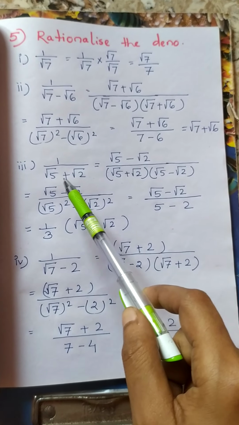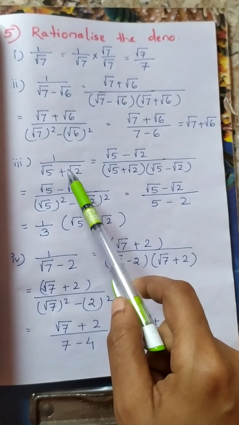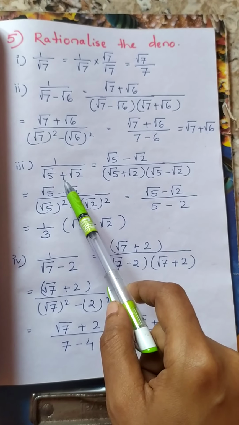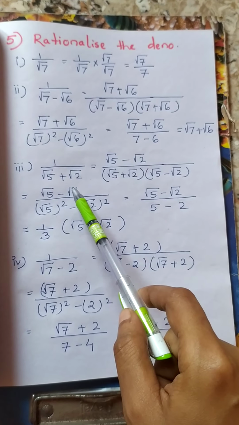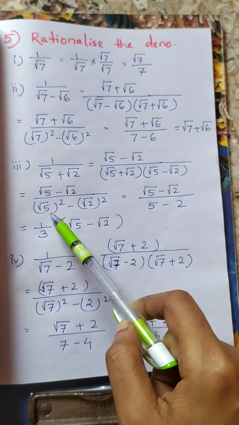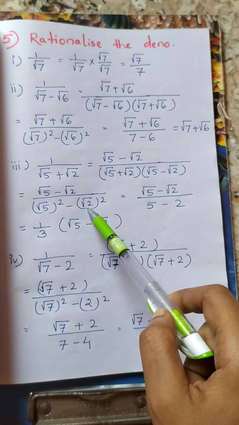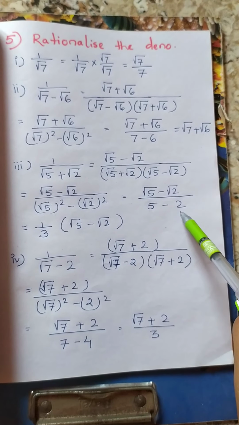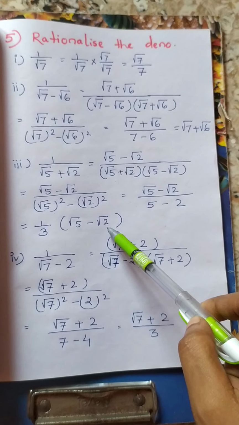Bit 3, 1 divided by root 5 plus root 2. Again multiply root 5 and root 2 with the operator minus in the numerator and in the denominator part. So the numerator remains constant, the denominator becomes a square minus b square, that is root 5 square minus root 2 square equals 5 minus 2, 3. So 1 by 3 whole into root 5 minus root 2 is the final answer.